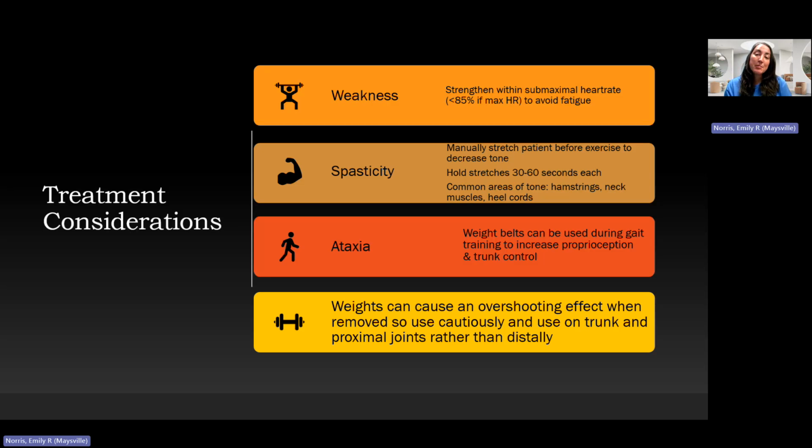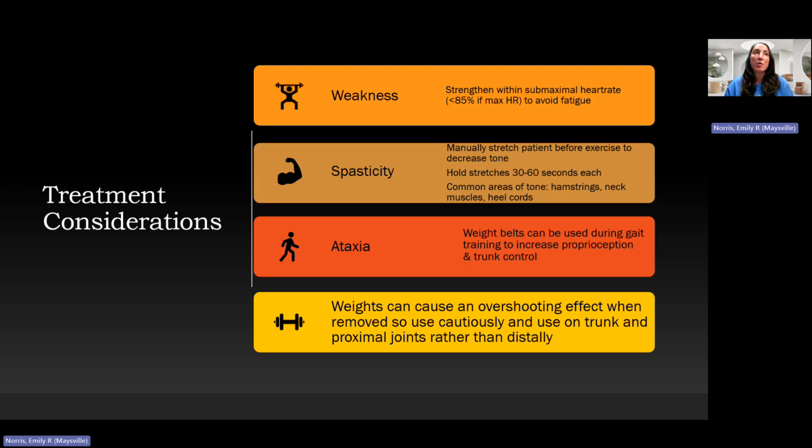Weight belts can be used during gait. It could increase proprioception and trunk control. You just have to be careful about having the patient practice functional mobility or functional tasks with weights on. Ideally, if you are using resistance, it's more proximal than distal, because sometimes what will happen is if they're practicing with resistance, then once they take that resistance off, they'll overshoot.